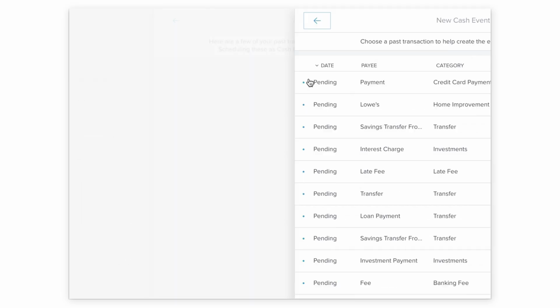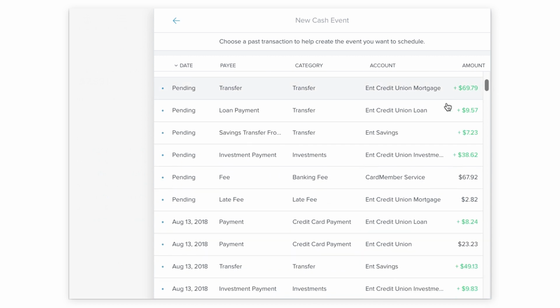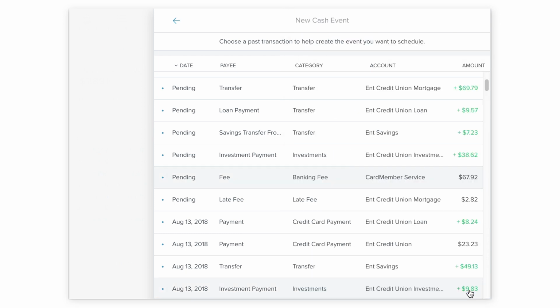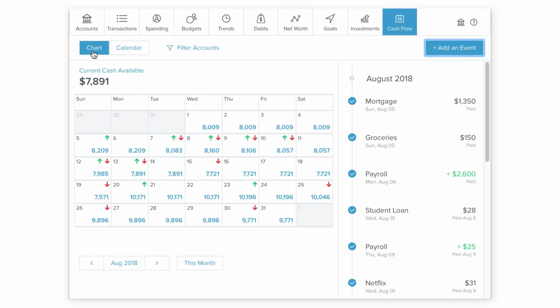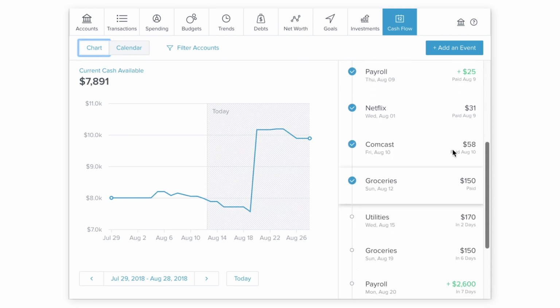When the cash event occurs, cash flow can help you match it to the posted transaction, allowing you to effortlessly reconcile planned expenses. With your regular cash events entered, you can see the impact of upcoming payments on the future balance of any individual account or on your finances as a whole.